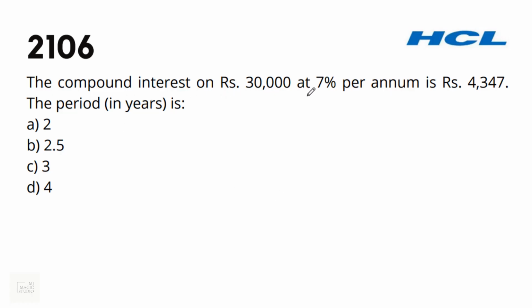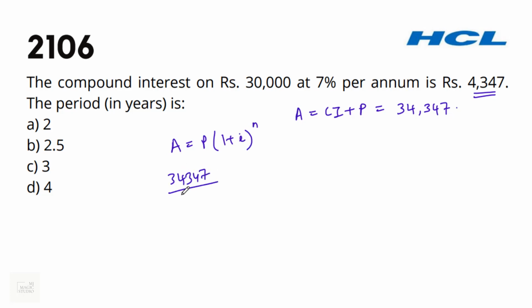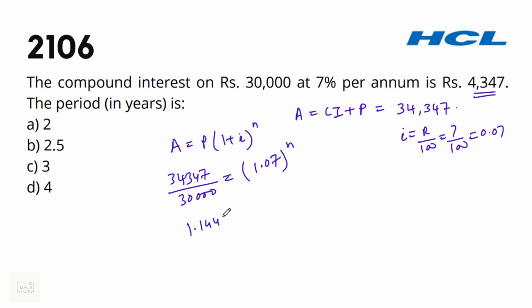The compound interest on rupees 30,000 at 7% per annum is 4347. Okay, that means amount is compound interest plus principal. That would be 34347. So we know the formula for amount. Amount is principal into 1 plus i to the power n. Your amount is 34347. If I divide this by principal, where i is R by 100, that is 7 by 100 or 0.07, so it would be 1.07 to the power n. So now if we divide this by 3, it would be 1.1449. Bingo.